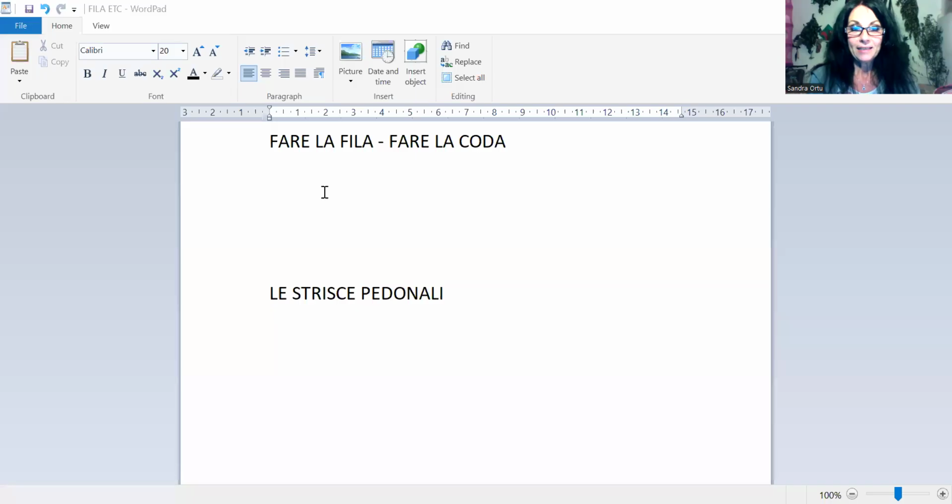Some of you will know already what it means, and others are going to learn it now. So, fare la fila o fare la coda. What does it mean? Fila is a row, coda is literally a tail. So, fare la fila or fare la coda is to queue.